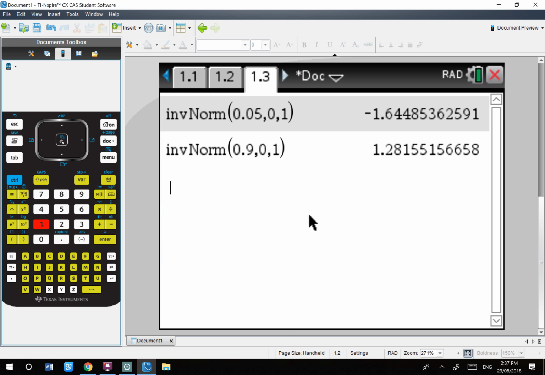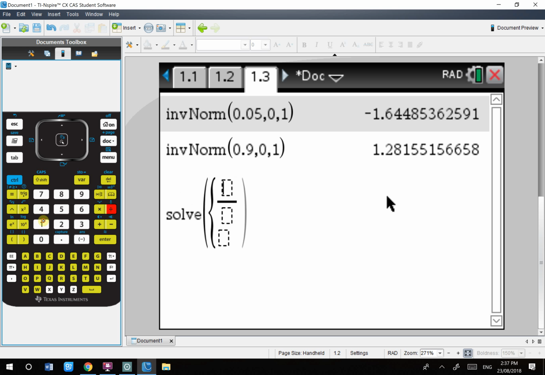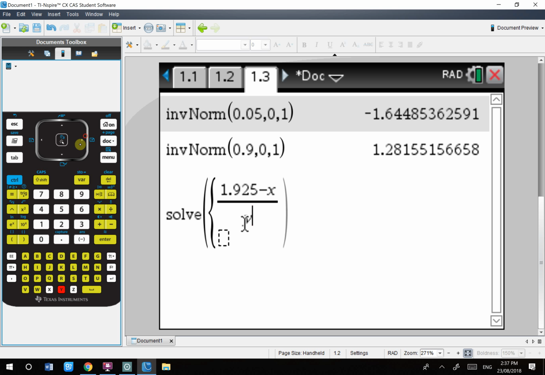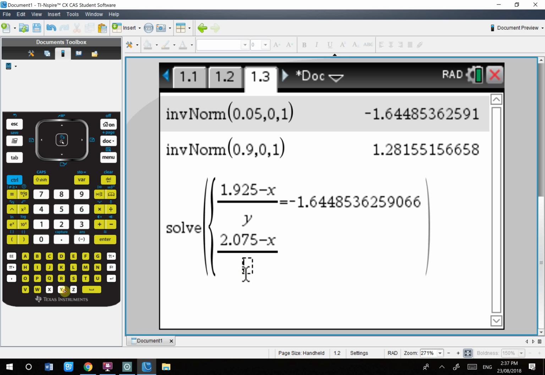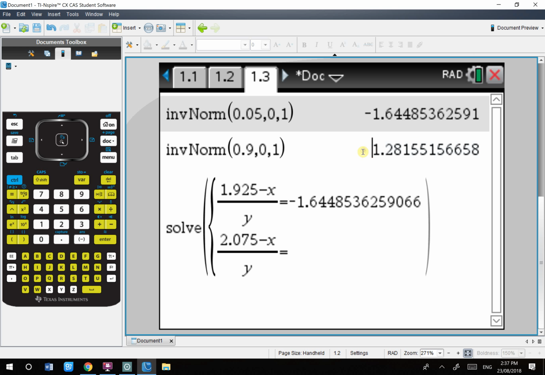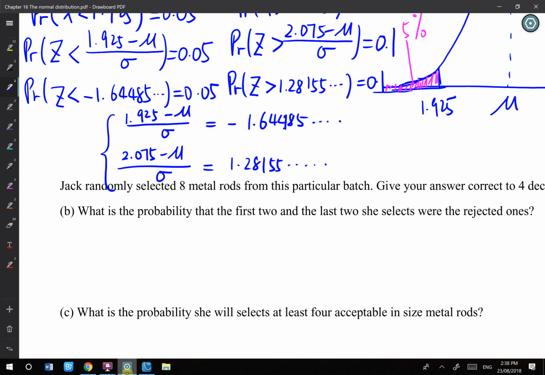So I'll go menu 3.1 to solve simultaneous equations. I will have this out: minus x divided by y. Okay, go up. That equals that one. Okay, minus x divided by y gives you this value here. Okay, comma x, comma y. I think we put the right thing.